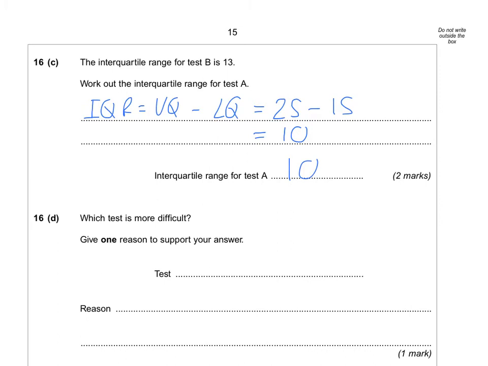16 Part D. Which test is more difficult? Give one reason to support your answer. Test A could be considered more difficult because the median score for test A was lower than the median score for test B.